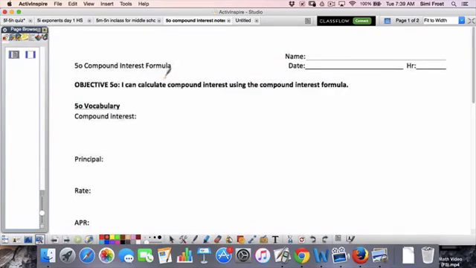Our objective, we just have one. I can calculate compound interest using the compound interest formula. So first we're going to get in some vocabulary about what compound interest is. We'll see a few problems, and then we'll come up with the formula.